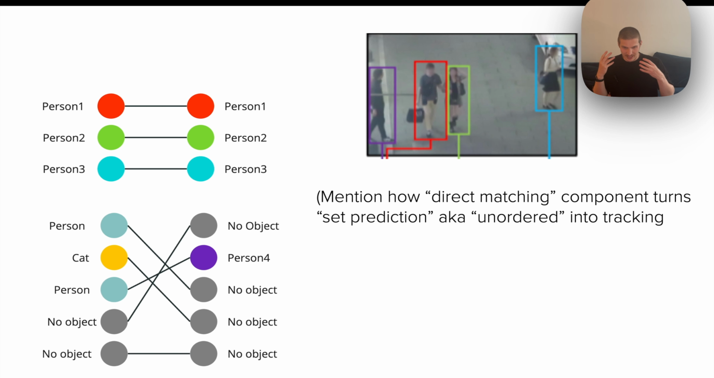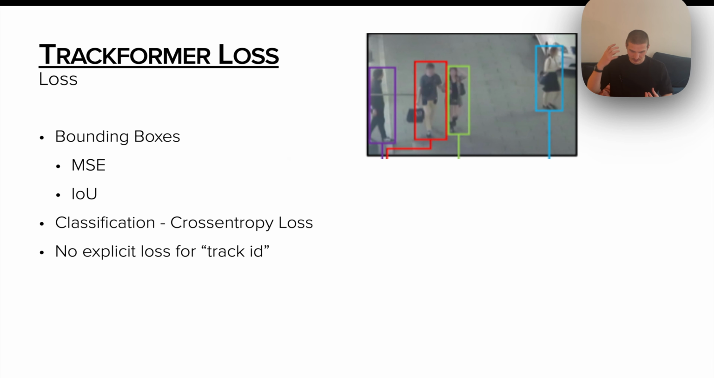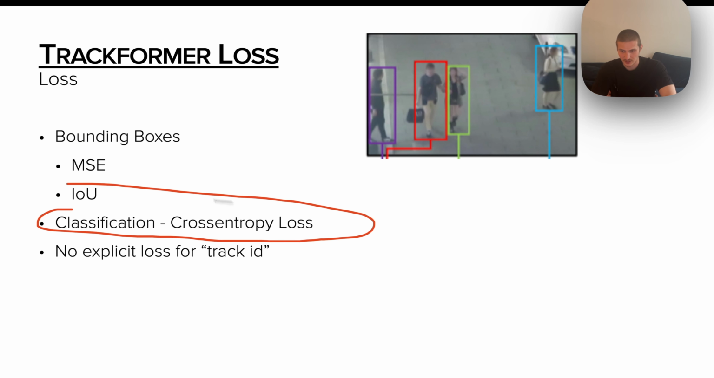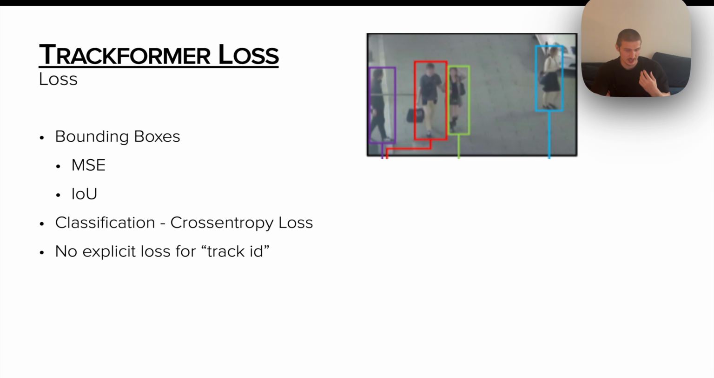So we introduce this order for objects that are persistent from frame to frame by just taking them out of this Hungarian matching loss and instead having this direct match component. And then after we've done the matching, so after we have this connection that this object query is connected to this ground truth object, we basically apply all the same losses that we had in DETR. So we look at bounding boxes, MSE, IOU, intersection over union. We look at classification, cross-entropy loss for the class prediction, and that's it.